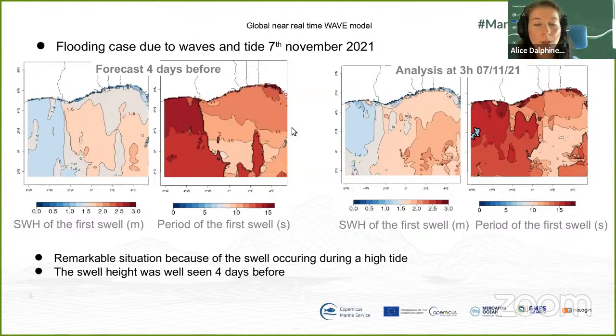And 4 days before, we have this output of the model, and you see that there are not many differences between the analysis and the forecast 4 days before. The height of the swell was already forecasted up to 1.6 meters, and the period reached 15 seconds. So it was quite the same value, and it shows that the performance of the model is quite good also in forecast, and can be useful for warning systems.